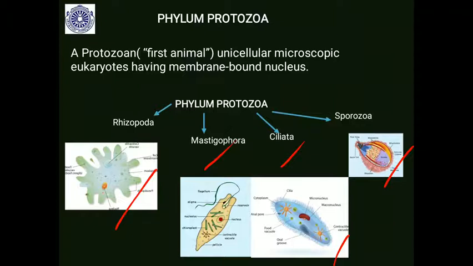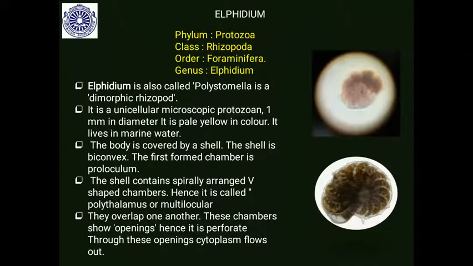So here you are going to study the 3 protozoa. I am going to show you how it looks under the microscope under 10x magnification. The first one you are going to study is Elphidium. So Elphidium belongs to the phylum Protozoa, class Rhizopoda, order Foraminifera. Foraminifera means pore bearing organisms or animals. Foramen means pore. Then the genus Elphidium.